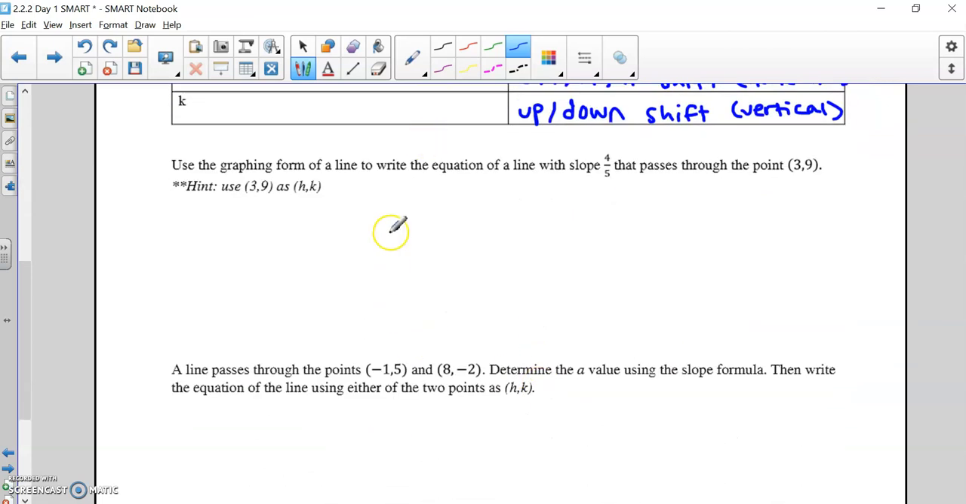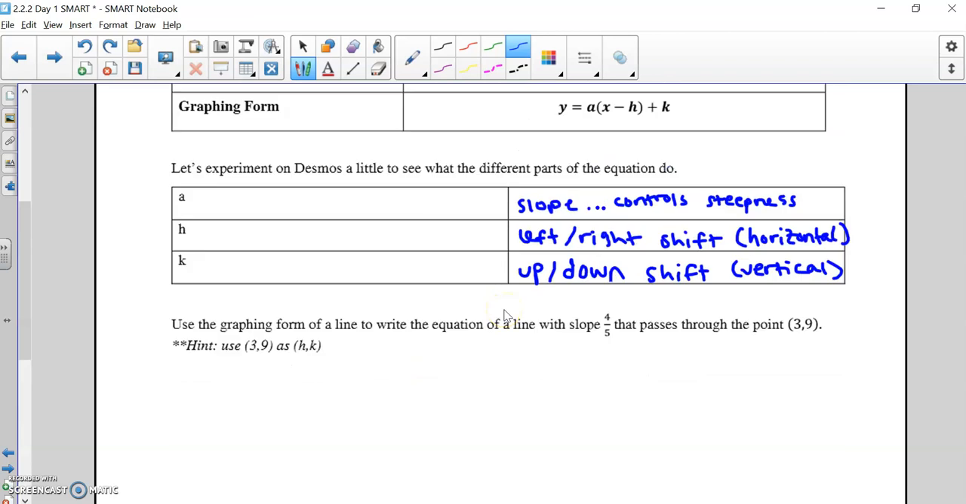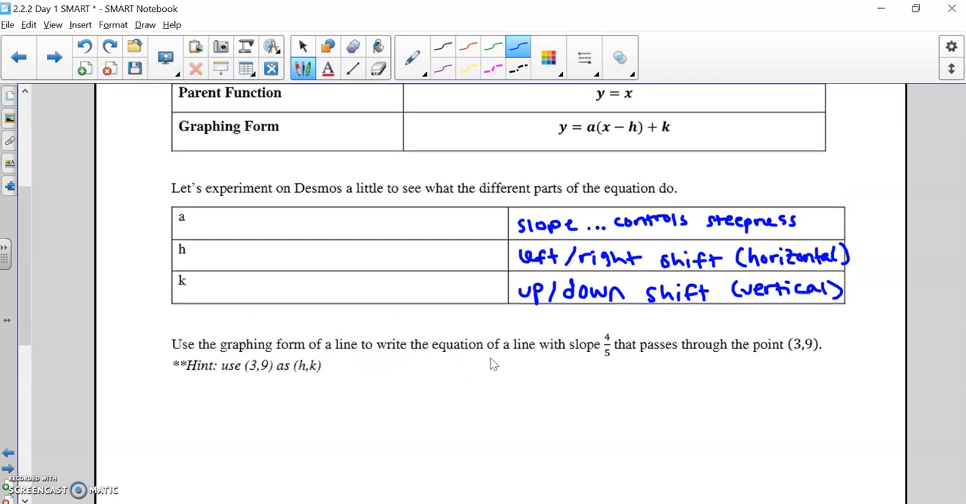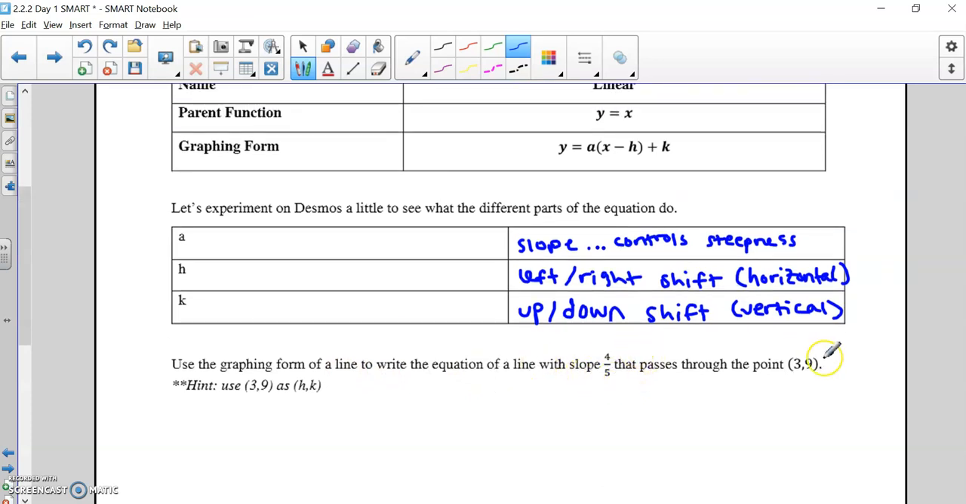All right, here are two problems dealing with the equation of a line and playing around within that realm. So using graphing form, we're going to write an equation of a line with this slope that passes through 3, 9. So we know that the slope is 4/5, that means our a is going to be 4/5 because we said that a value is the slope. And this is what we're going to use as our h and k values, right? If our locator point moved to 3, 9, that means that we have an h value of negative 3 and a k value of 9.